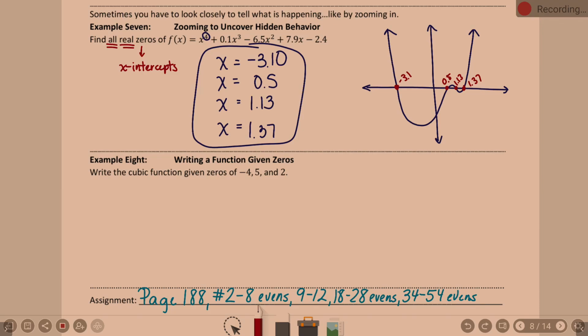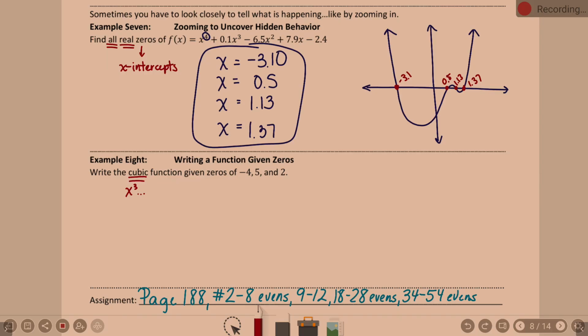Okay, guys, one more. Example 8. Okay. We kind of worked through this. I think we worked a little bit on this last year too. We kind of worked through it a little bit in pre-calc as well. Write the cubic function. Now, they're giving us a hint there. What are they hinting when they say cubic function? The degree of cube. Yeah, it's going to be an x cubed, yes? Yeah. Okay, given the zeros of negative 4, 5, and 2.